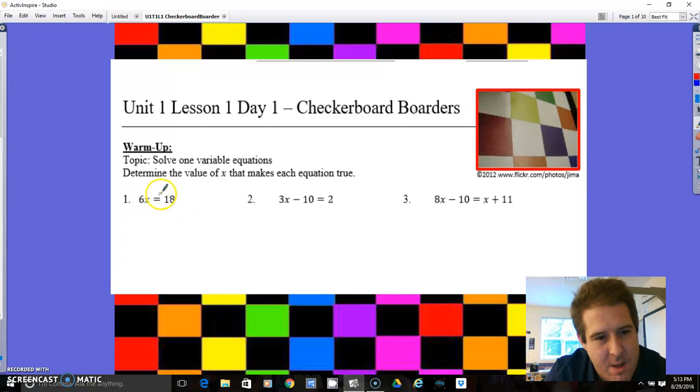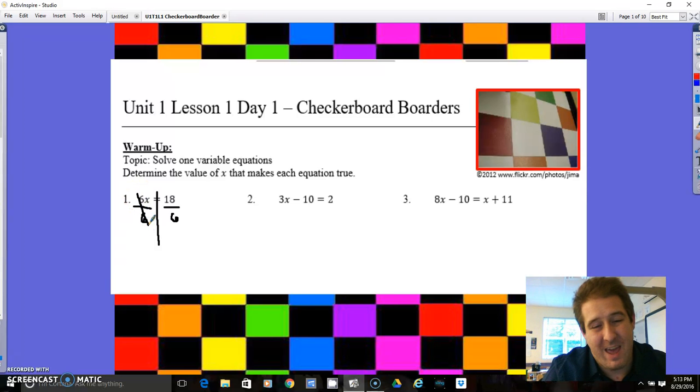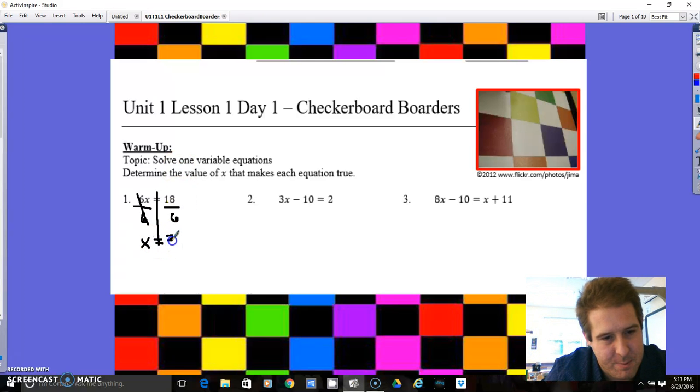X is our unknown. So in the very first question, we call this a one-step equation because it takes literally one step. We see that x is being multiplied by 6. I'm going to do the opposite operation using what's called the division property of equality. I'm going to divide both sides by 6 because anything divided by itself is 1, and it basically cancels itself out, leaving me with just x on the left-hand side. But whatever you do to one side, you must do to both sides. So 18 divided by 6 is 3. So now we know that x must be 3.